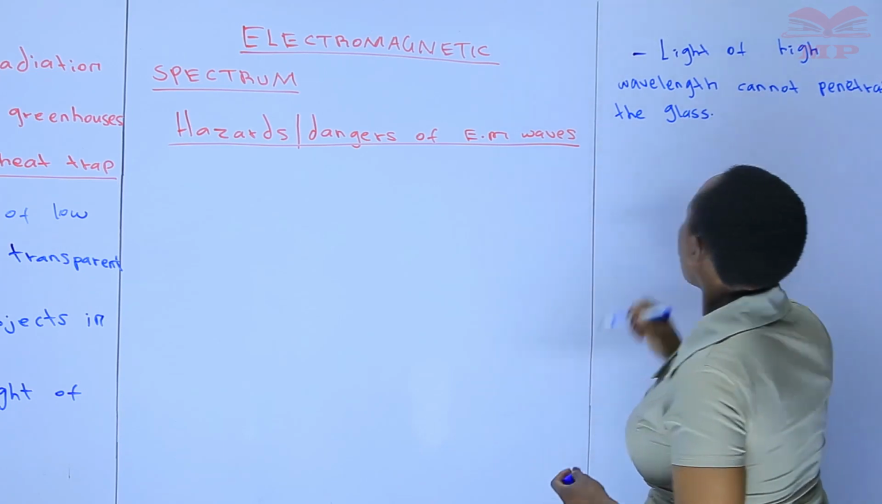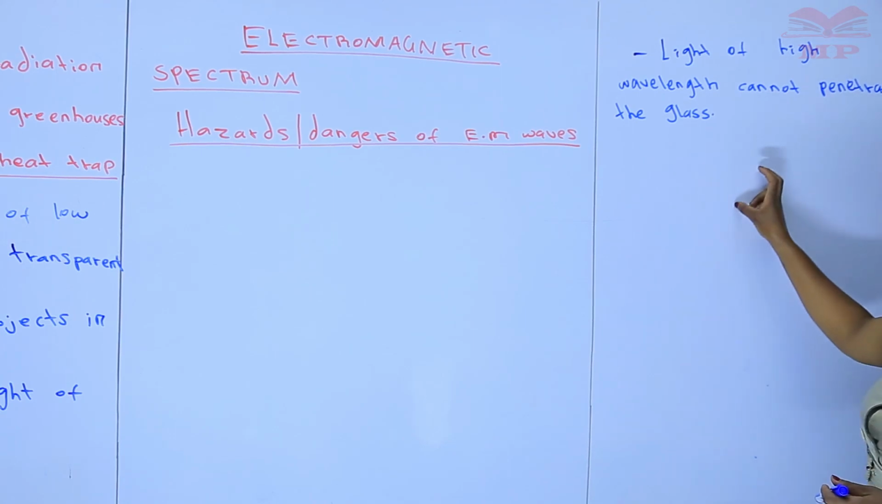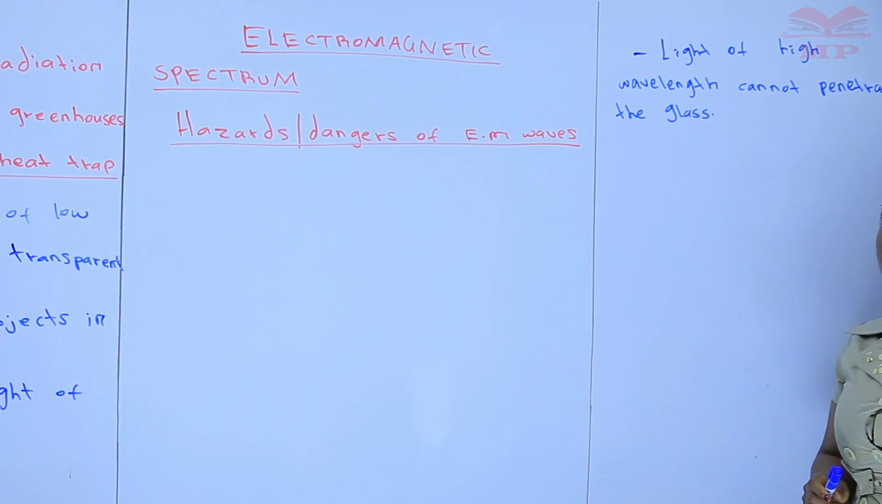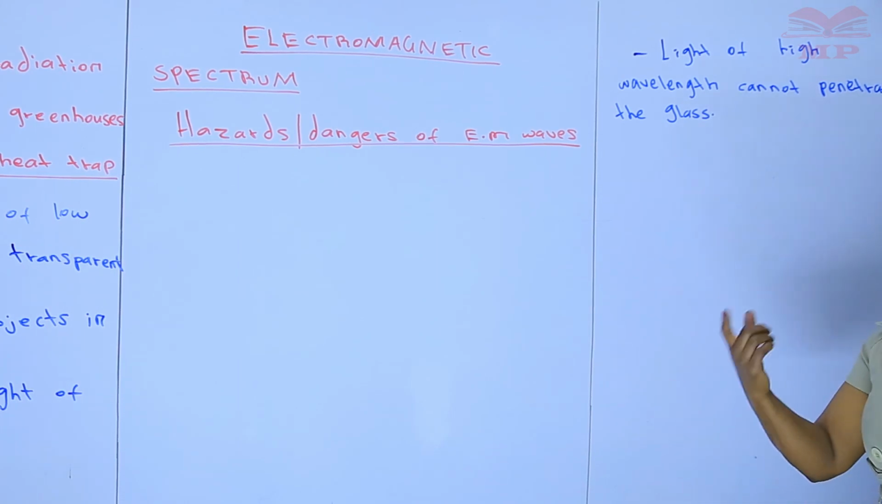They cannot penetrate the glass. And this is because, when it has high wavelength, it means that it is of low frequency. And when it is of low frequency, it means that it has low energy. And that is not the penetrating power. Penetrating power of the light or of any radiation is determined by its frequency. The more the frequency, the more the penetrating power.